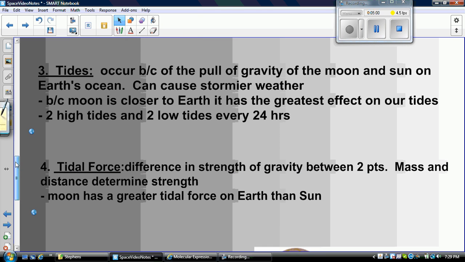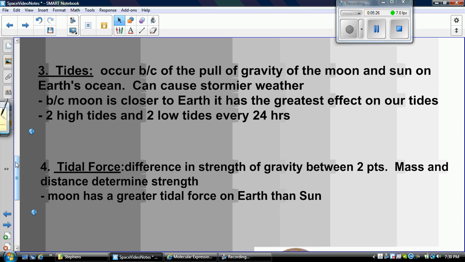Now we're going to talk about how the position of the Earth, Sun, and Moon can create tides. Tides occur because of the pull of gravity of the Moon and the Sun on the Earth's oceans. This can cause stormy weather, so the Moon does have an effect on our weather. Because the Moon is closer to the Earth, it has the greatest effect on our tides. Remember, gravity depends on distance. The Moon is closer than the Sun, so the Moon has the greatest effect.